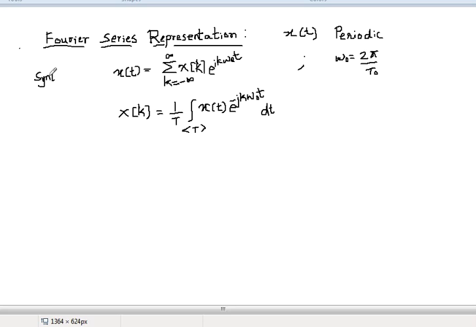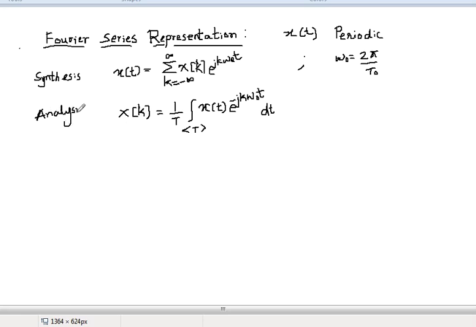The synthesis equation states that x of t is equal to summation k from minus infinity to plus infinity x of k e raised to j k omega naught t. And the next one is x of k. The equation written for x of k is referred to as the analysis equation. So the analysis equation is this way.